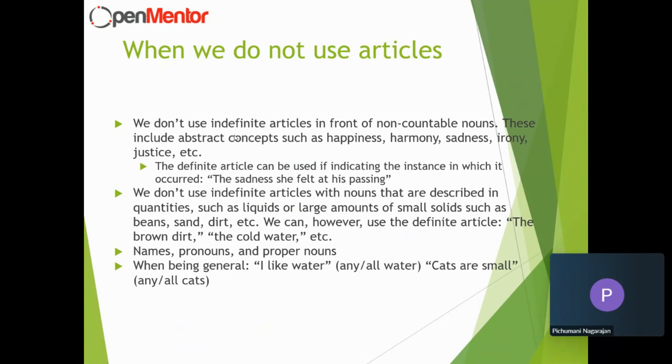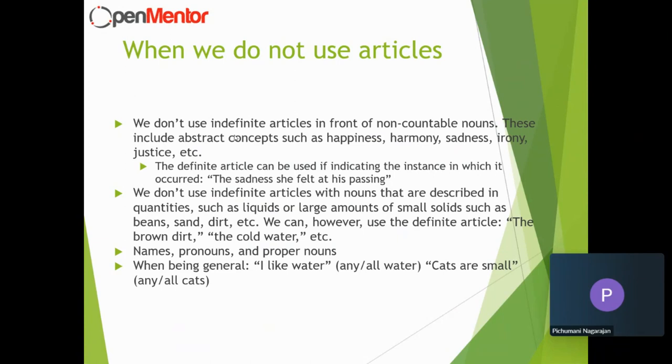So the sentence start can have, okay, we don't use indefinite articles directly with non-countable nouns. We can use definite articles, right, for example, okay, let me come around to it. You cannot use a and an, the indefinite articles, with words like happiness, harmony, sadness, etc. You can only use the.